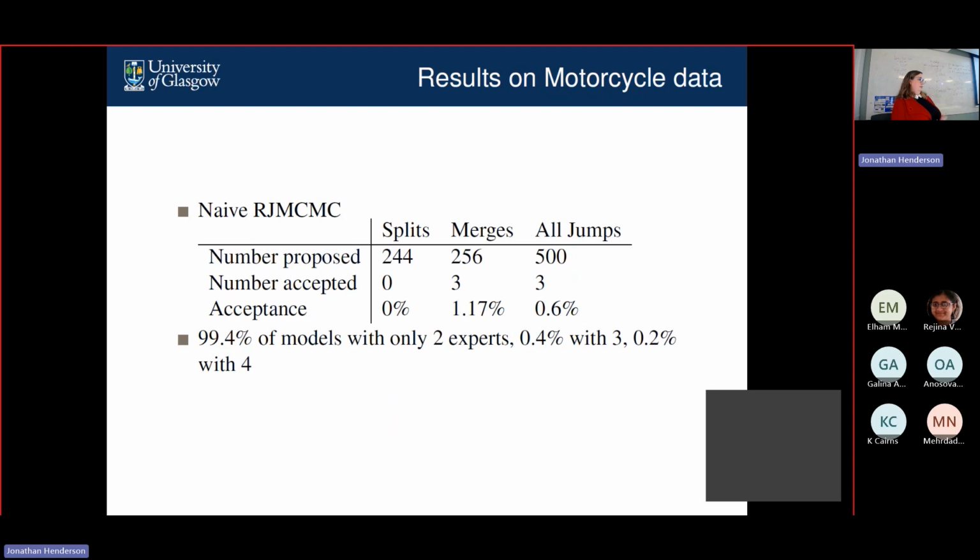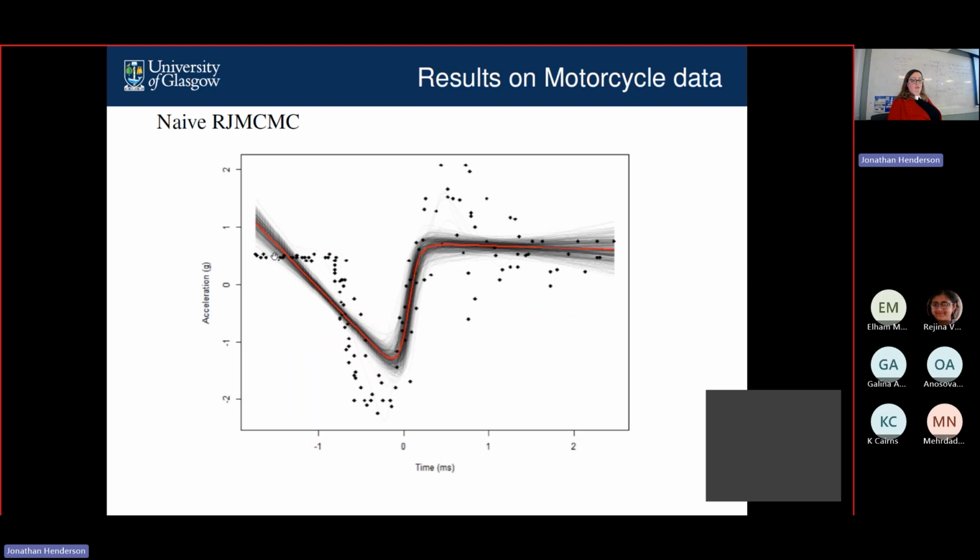So I told you that naively going into reversible jump Markov chain Monte Carlo is bad. Those are the acceptance rates for splits, merges, and all, 0.6%. Here we're randomly, by the way, at each reversible jump stage, choosing either to split or to merge. So we end up, this is why it's so awful in the previous one, with 99% of the models having only two experts, which isn't enough for this particular data. And so that's what it looks like. We essentially have one line here and one straight line. And that's doing the best it can given the fact that it's only two experts, but it's not enough.